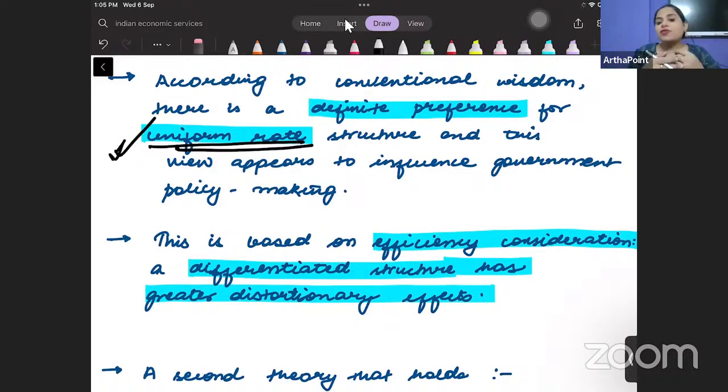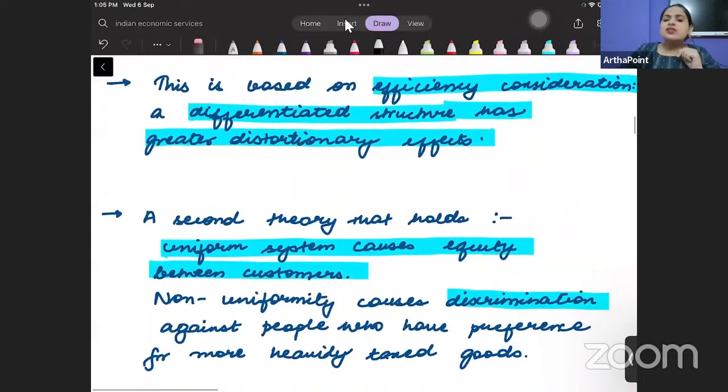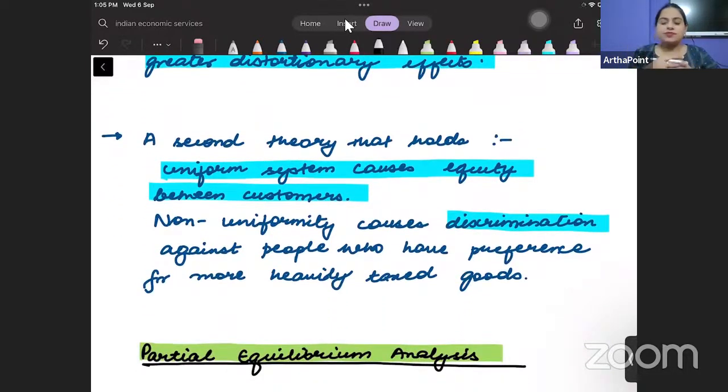The second thing that you have to understand is that if you don't follow uniform tax rate, then a differentiated structure will lead to more distortion. अगर आप हर इंसान से अलग टैक्स रेट चार्ज करोगे तो उससे इकोनॉमी में ज्यादा डिस्टॉर्शंस आएंगी, मतलब एफिशिएंसी विल बी रिड्यूस्ड. So we want to make sure that we charge uniform rate on commodities. There is another theory which we must consider.